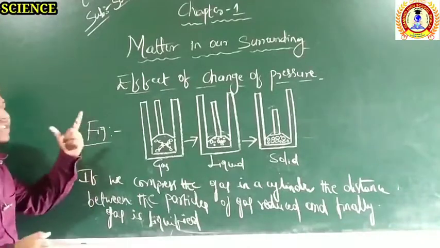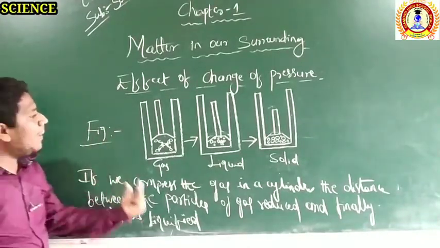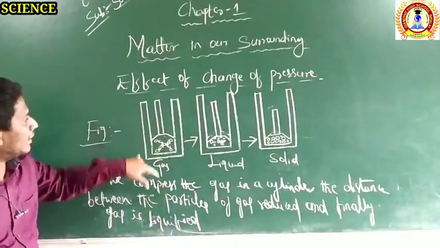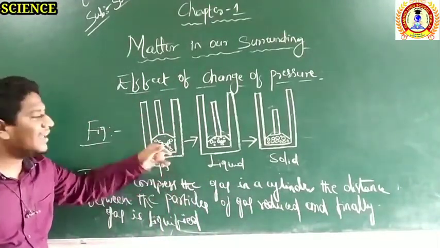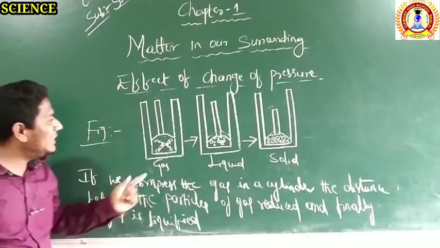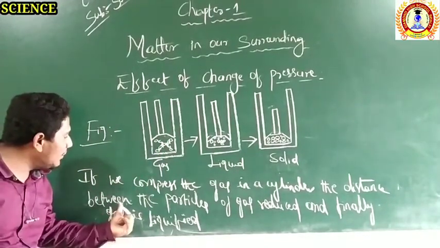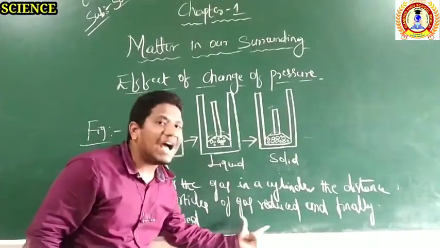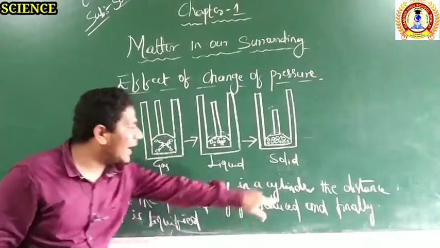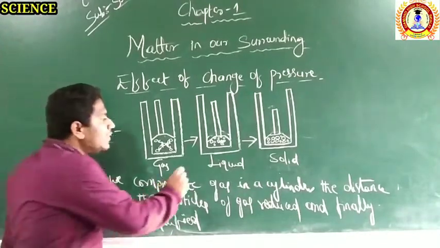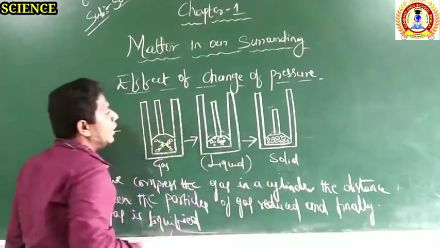What the effect of change of pressure tells us is that if we compress the gas in a cylinder, the distance between the molecules, the distance between the particles of the gas, is reduced, and finally the gas is liquefied. This process is called liquefaction.